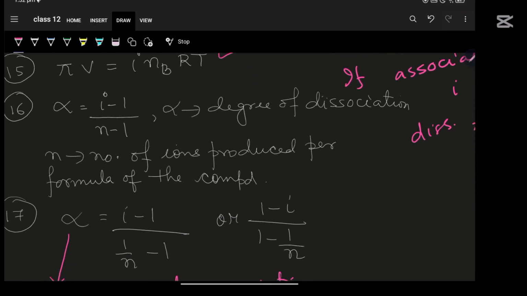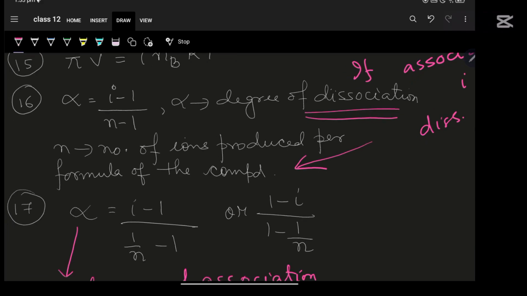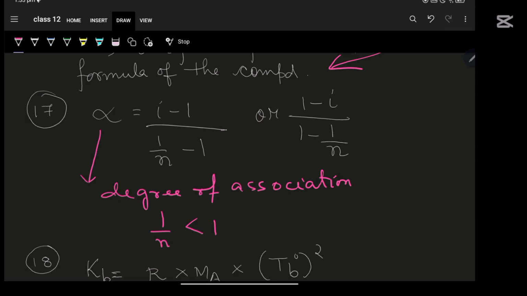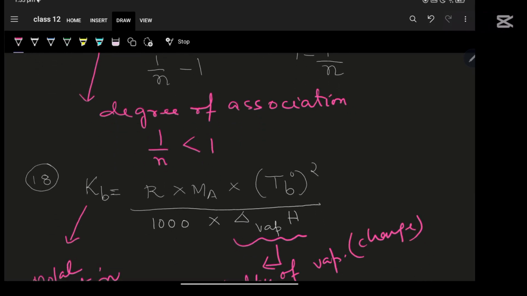Now, if alpha is the degree of dissociation, then alpha is equal to i minus 1 by n minus 1. What is n? The number of ions produced per formula of the compound on account of this dissociation. And for association, alpha is the degree of association, which is equal to i minus 1 by 1 by n minus 1, or you can just reverse it and write, because 1 by n is less than 1.